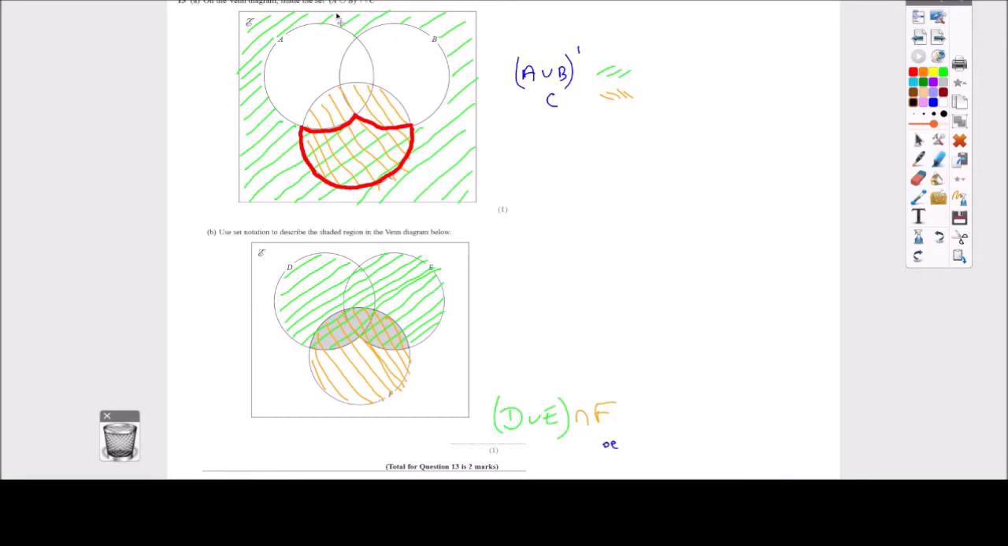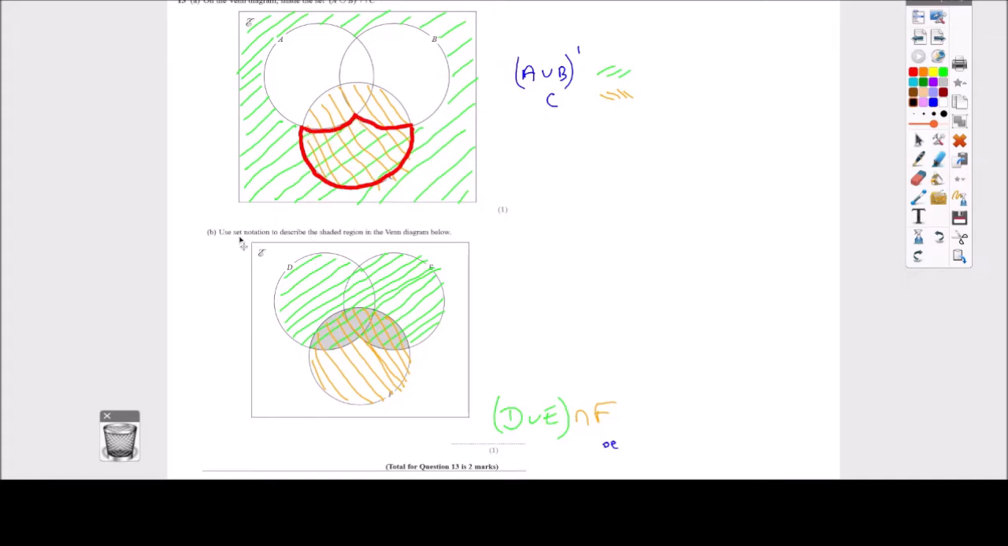But the area we want is A union B dash intersection C. So where does that green area intersect with the C football? So I've gone and shaded in orange the C football. So where are the green and the orange overlapping? It's in that area there that I've just marked in red. So that's my final answer, that bit in red.